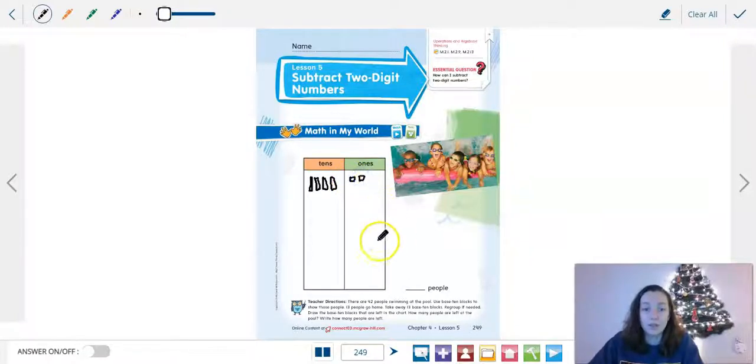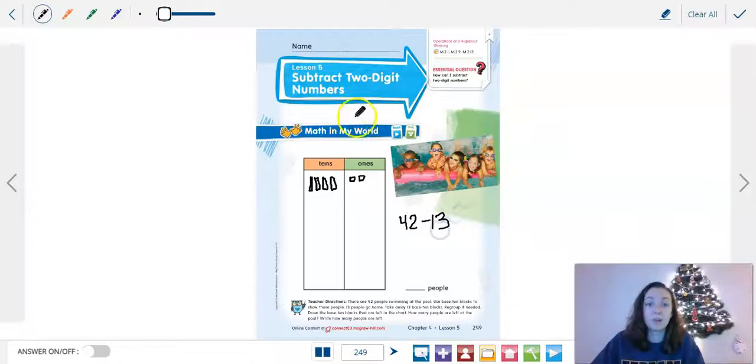It says 13 people go home. Take away 13 base 10 blocks. Regroup if needed. Draw the base 10 blocks that are left. All right, and they want to know how many people are left at the pool after 13 leave. Now, with 13, you're going to start with the 1s. So there's 3 1s. So let's write it down. So we're doing 42 minus 13.